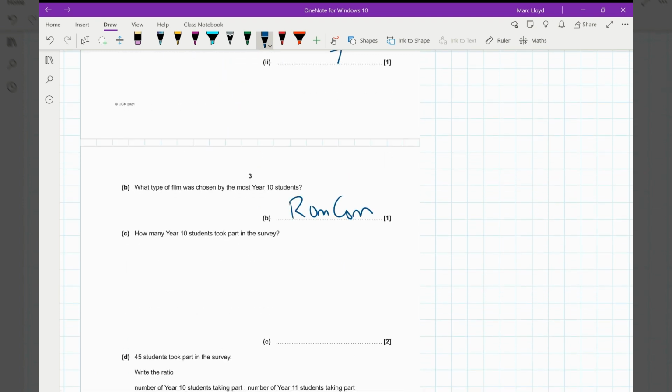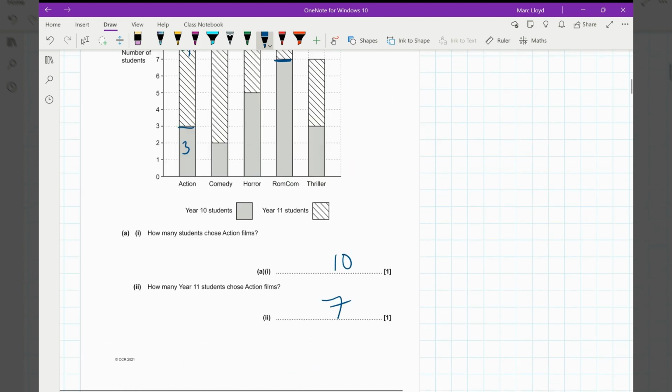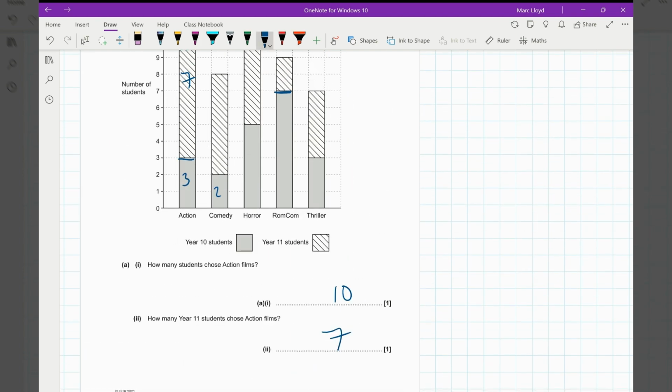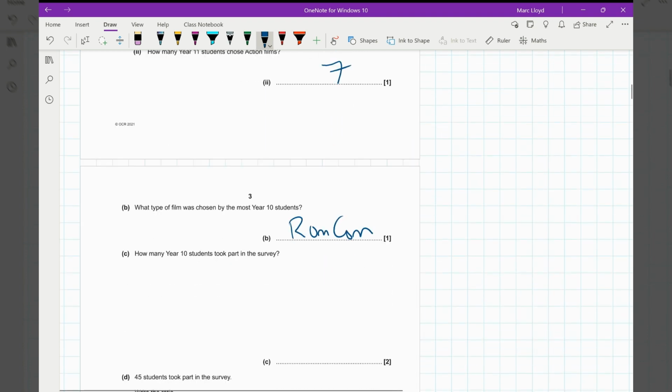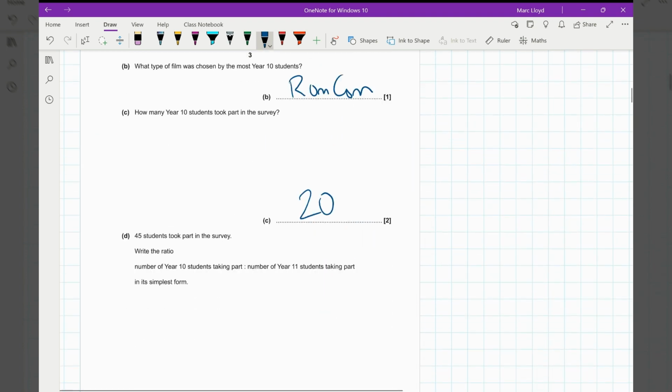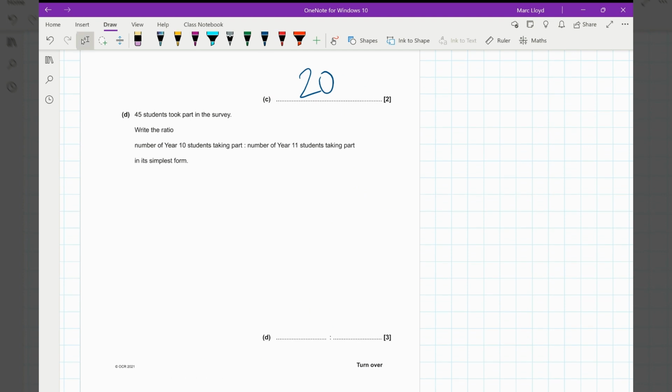Rom-com. How many Year 10 students took part in the survey? So there's 3, 2, 5, 7, and 3. 5, you would write this down lower. You'll probably have this in a nice booklet where you can see both pages, but I can't. So you have to write that down, although I'm going to put that in the calculator to make sure that I'm taking no risks. We don't want arithmetic errors on a calculator paper. That makes 20. So you've got to write down your calculations as you go through a calculator paper. So that's 20. 45 students took part in the survey.